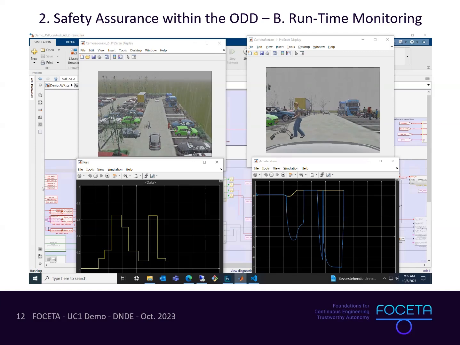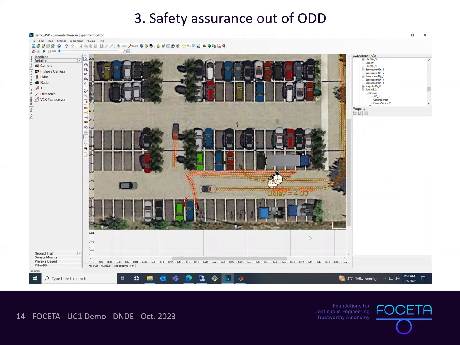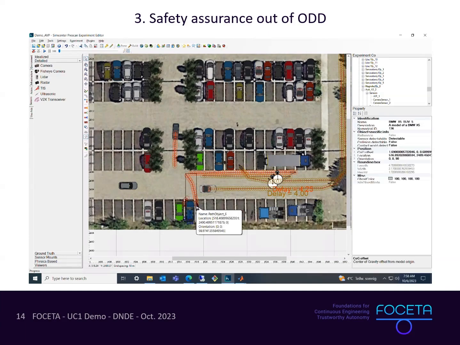This shows the effect of the runtime monitors within the ODD. Now, in the next part of the demonstration, I will show their effect even in out-of-ODD scenarios. That is, to consider safety assurance out of the ODD. To create out-of-ODD scenarios mimicking the ever-changing world, we replace the second pedestrian with novel objects that are not seen by the ego vehicle before. These cases will not be covered by the automated testing framework that we just saw.